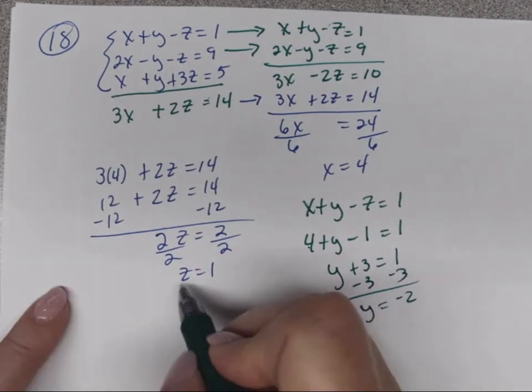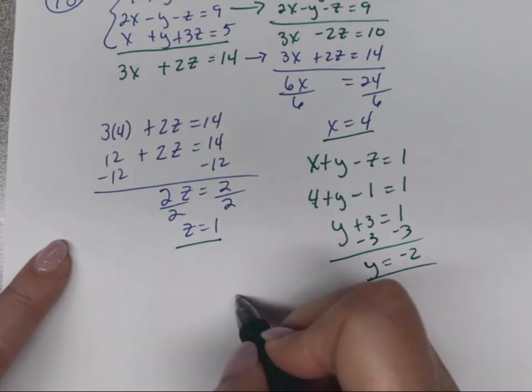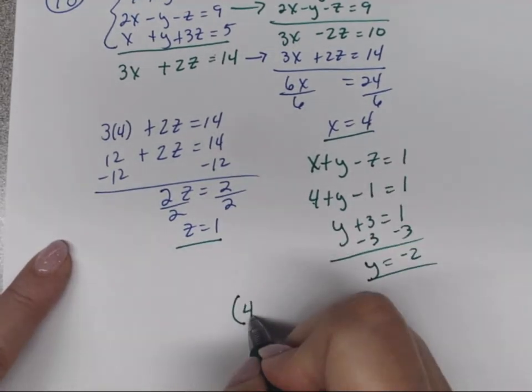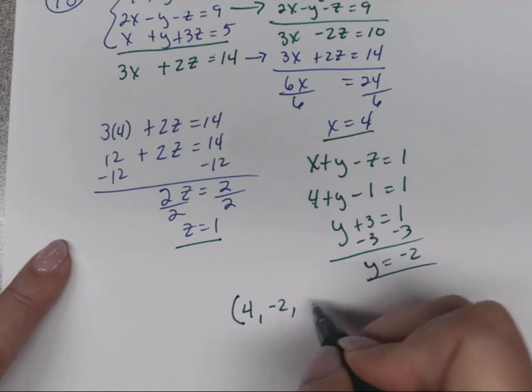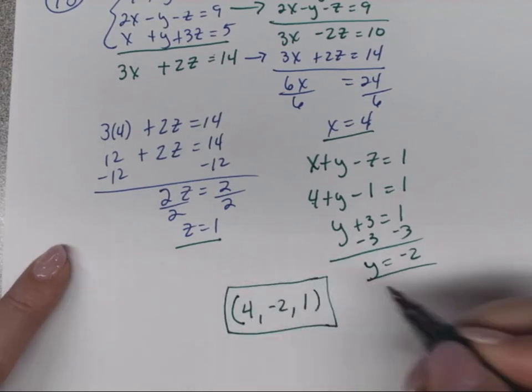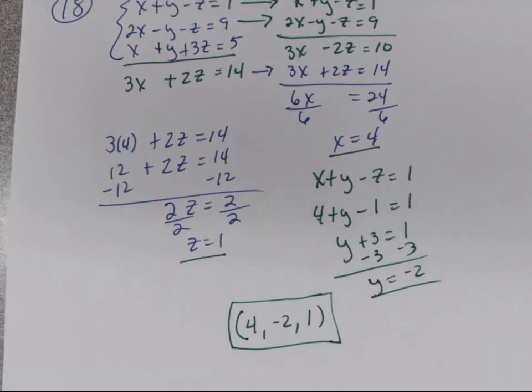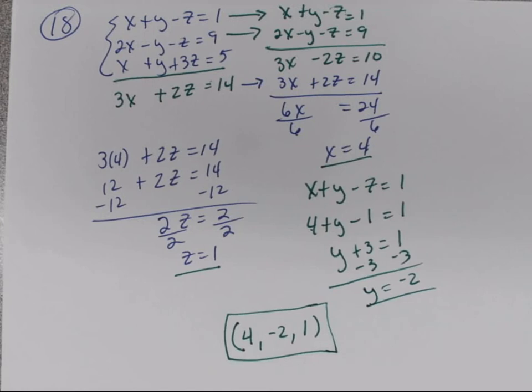So now that I have the x, the z, and the y, I can put them in order. So x has to come first, then negative 2 for y, and 1 for z. Again, you have to show that answer or I will take a point off on the exam. Again, you can solve it any way you want, but you can see this one is actually pretty simple to solve with the systems of equations.